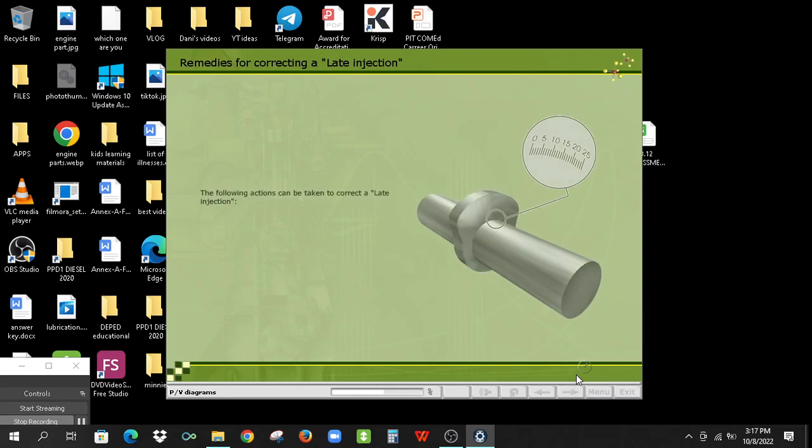The following actions can be taken to correct a late injection. Control the camshaft position relative to the crankshaft. Note, MAN B&W engines have chain drive, while Sulzer engines have gear drive.